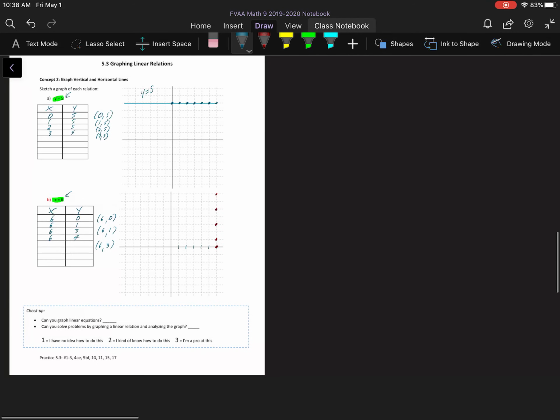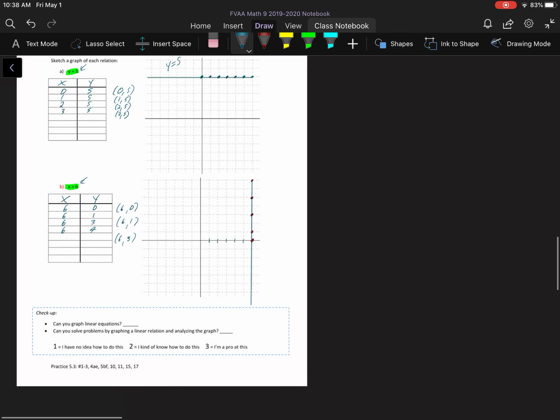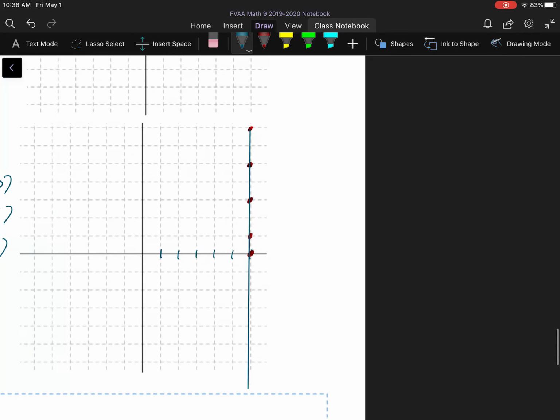Okay? So again, I'm going to zoom out here so that when I draw my line, it's not going to send me over to the next page. And I get something close enough. Okay, I get something like that, a vertical line downwards.